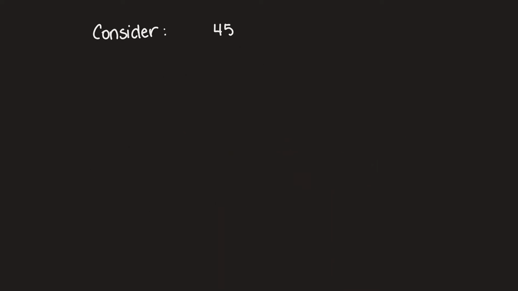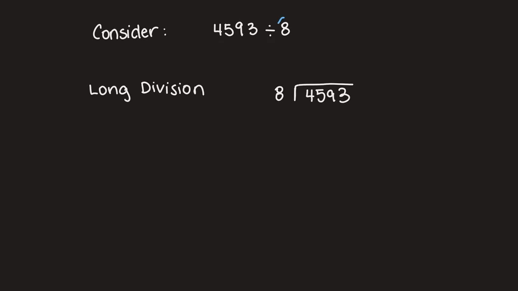Consider 4,593 divided by 8. We will use long division to divide this. We place our divisor on the outside and the dividend on the inside.